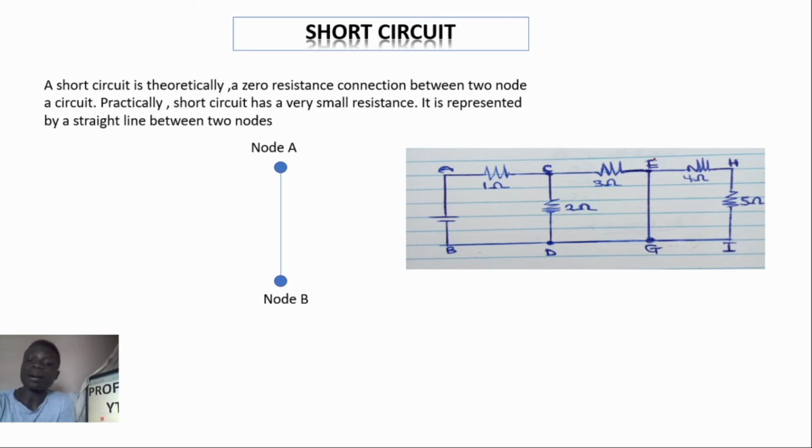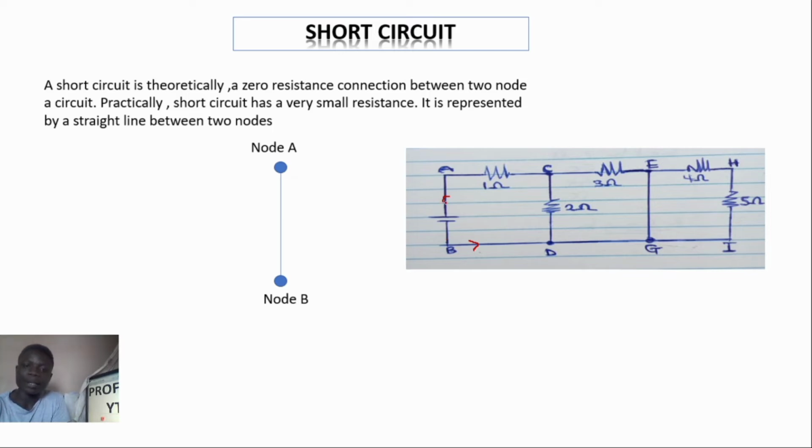When you look at this diagram, remember that a short circuit is theoretically a zero resistance connection, and current moves through the least resistance. The current from this source divides like this, and one part also moves up like this. Normally it moves from the negative terminal to the positive terminal.